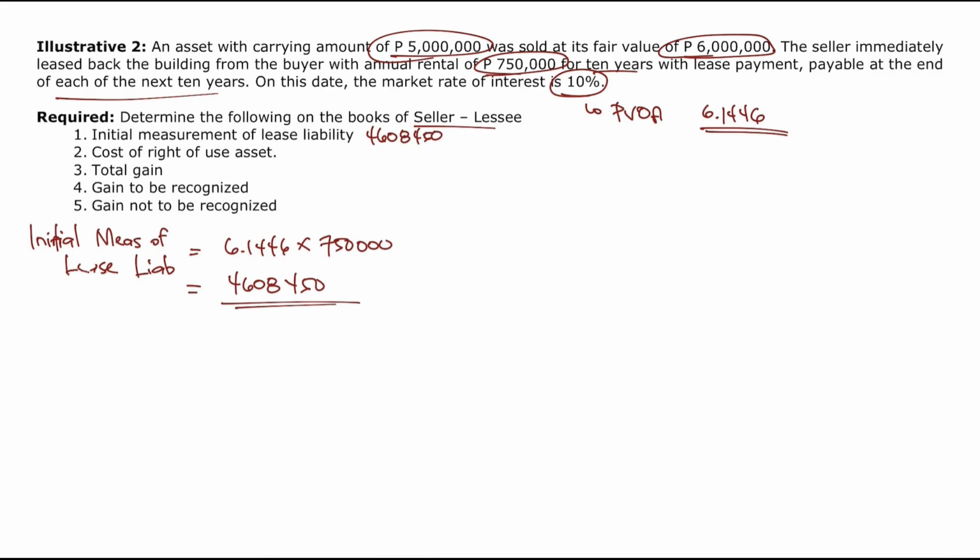Okay? So, here, this will also be what we call the right retained. Sir, why? Because apparently, we sold the asset at its fair value.